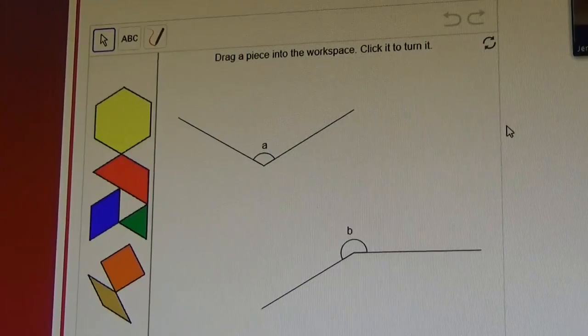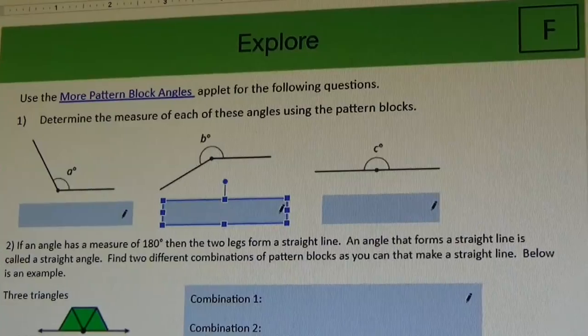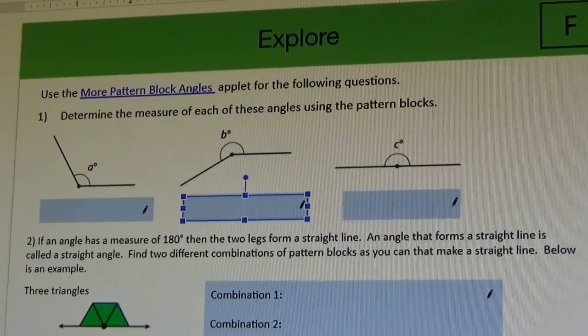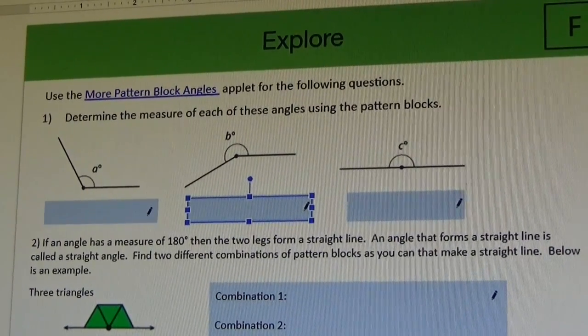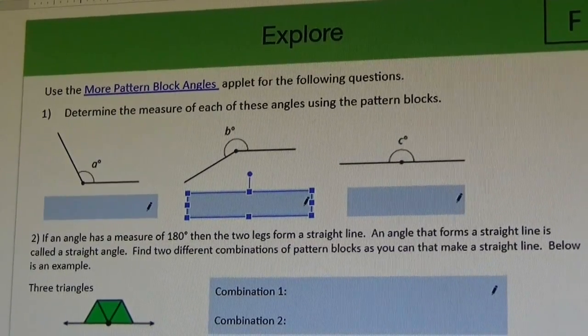Let's pause here while you work to find the measure of all these angles. Write your answers here and discuss with each other and your teacher your strategies and responses. Then press play to continue.